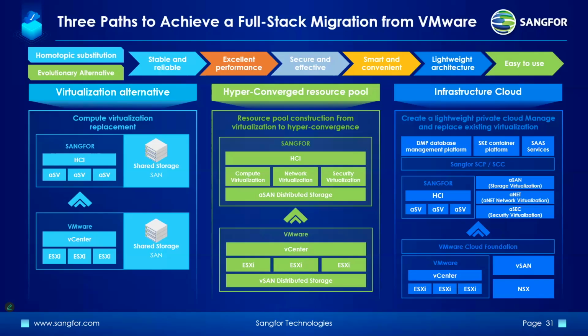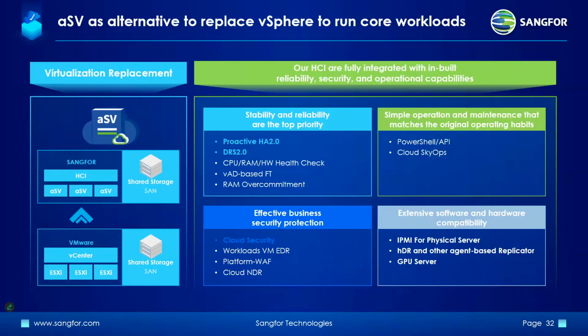Right, I hope it's clear. So then, of course, just to run a vSphere alternative, we just need ASV. We have all the functionalities like proactive HA, DRS 2.0. We can take template, cloning, snapshot, live migration, which is called vMotion, storage vMotion, right? All those functionalities are pretty much available. So it's pretty much easy to manage.